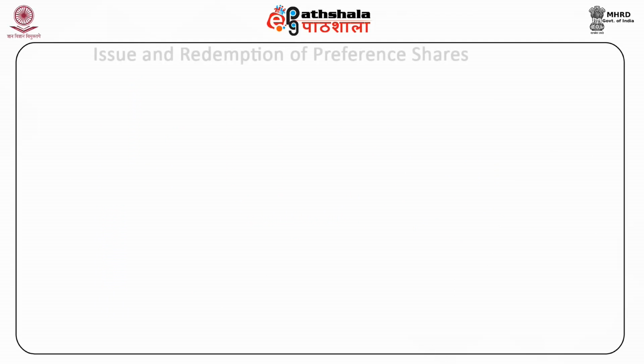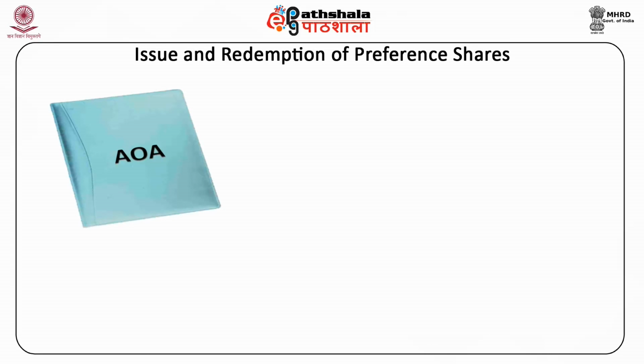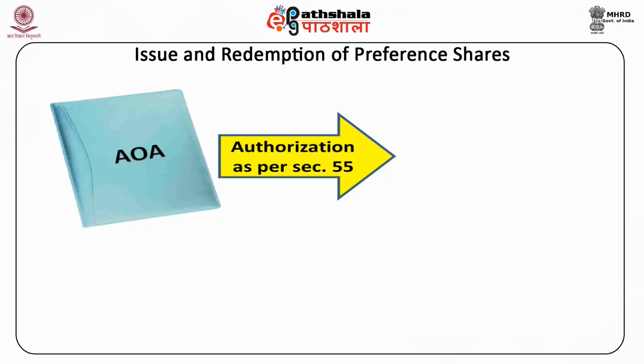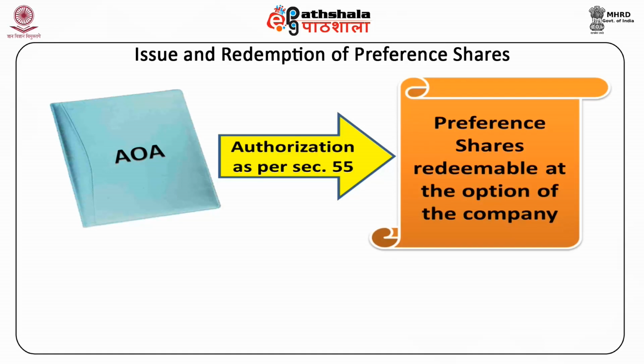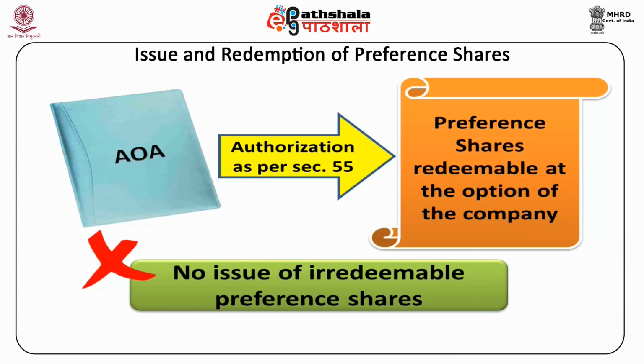Let us now discuss the issue and redemption of preference shares. As per section 55, a company limited by shares may, if so authorized by its articles, issue preference shares which are, or at the option of the company, are to be liable to be redeemed. No company limited by shares shall issue any preference shares which are irredeemable.